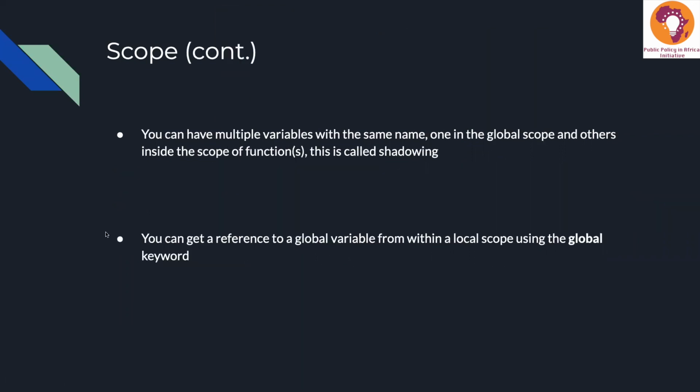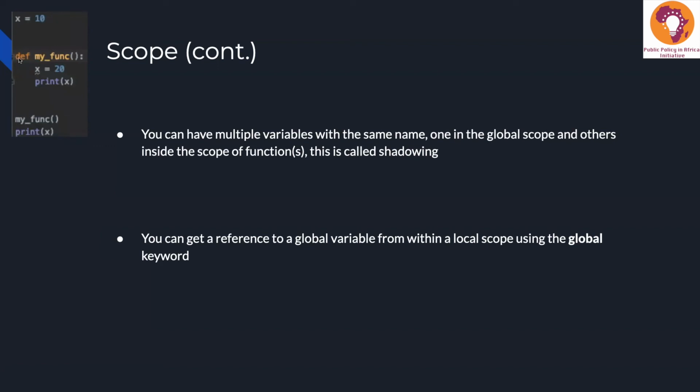So scope continued, you can have multiple variables with the same name, one in the global scope and others inside the scope of functions. This is called shadowing. So here I have x equals 10, and then within my function, I'm taking x and assigning it the value 20, and then I'm printing that value x. And then here I'm going to call my function.